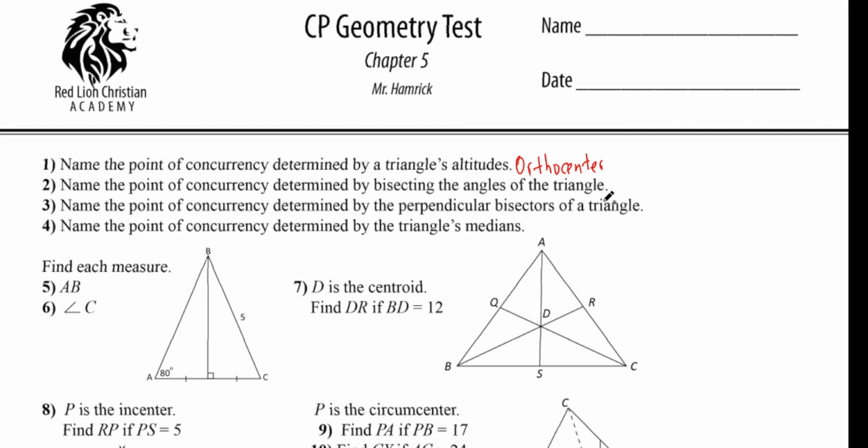Okay, if you bisect the angles of the triangle, you're going to find the incenter. Just remember which one's which. Perpendicular bisectors will be the circumcenter. And then the medians would be the centroid.